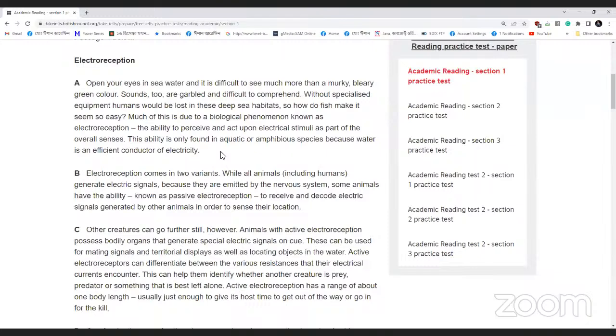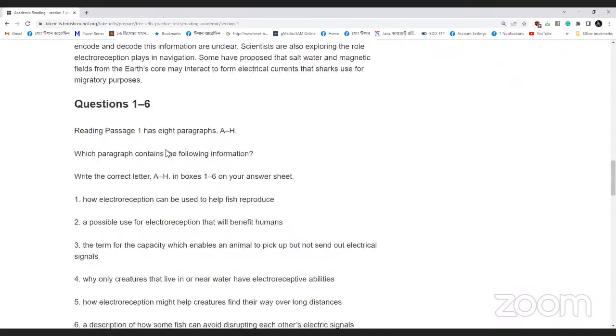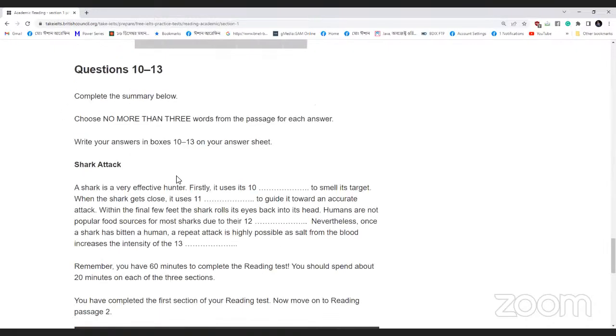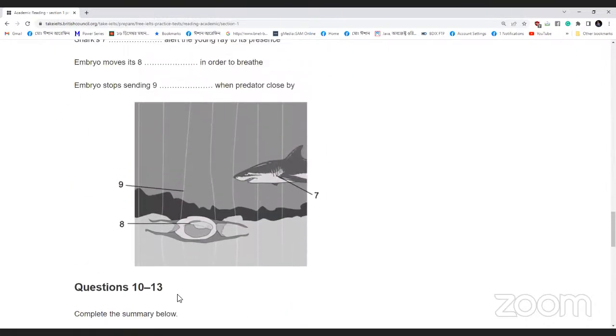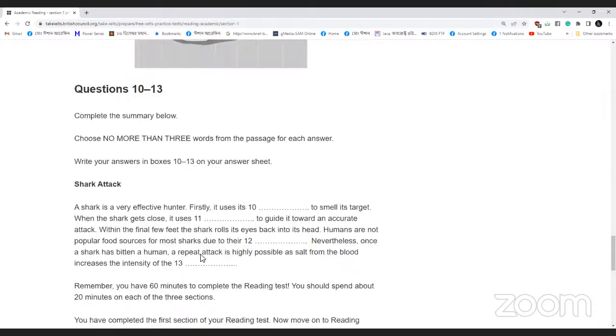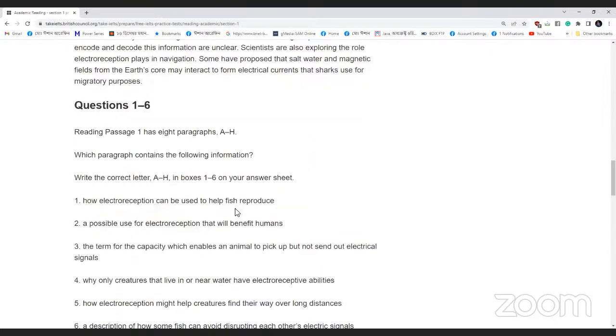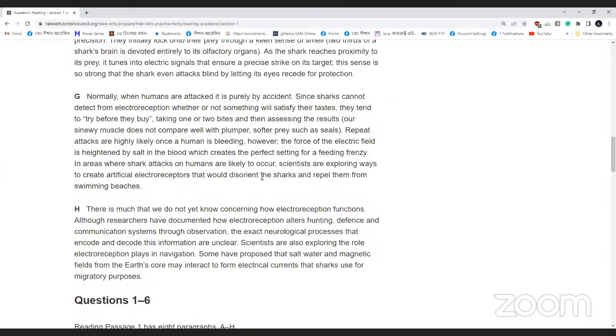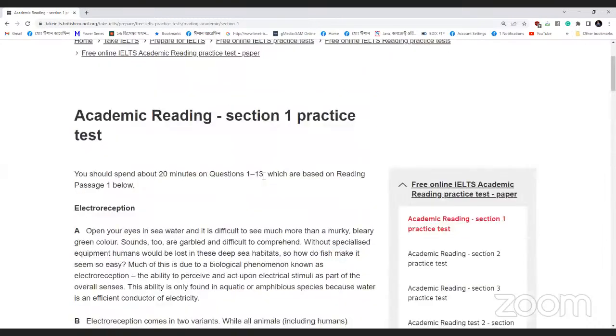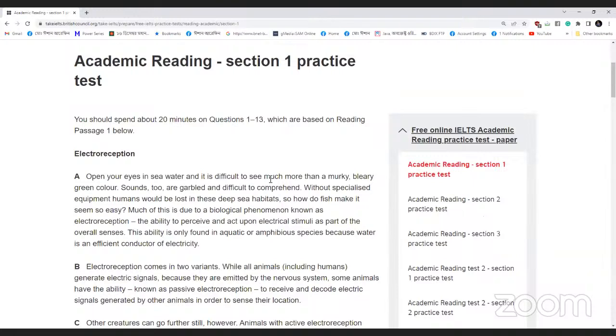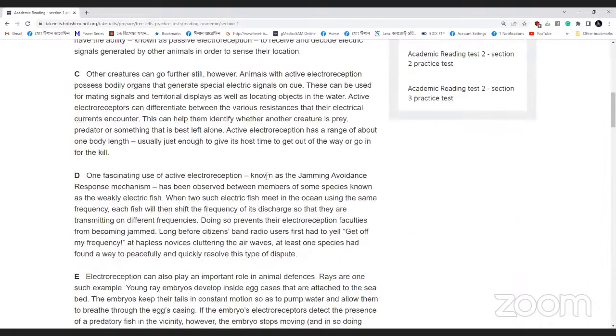There are two techniques, actually, two very popular techniques. One technique is to read through the questions first. You can see the questions of this passage. There are 13 questions for this passage. You can see questions 10 to 12, 7 to 9, 1 to 6. These are the questions related to the passage. So one technique is to read the passage first. Another technique is to go through the questions first.